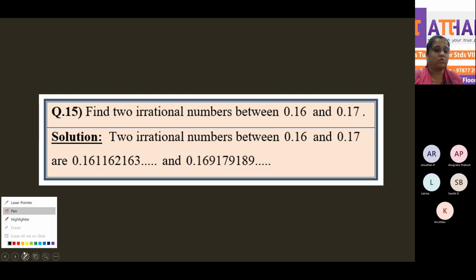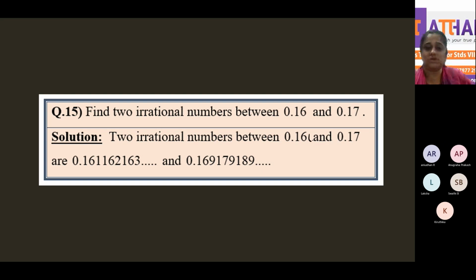I'll give you some time to watch. 160, 170. So you can see my first 3 digits, 161, 169. So it is between 160 and 170. And then I've written 162, 163 and dots. Then here I've written 179, 189. So like 199 and dots. First write the numbers in the safe zone and then write something so that it becomes non-terminating, non-repeating. All right. Somebody wants to say something?